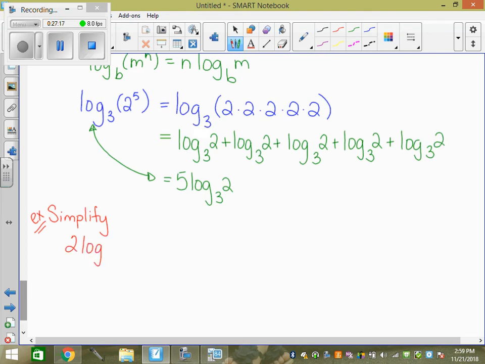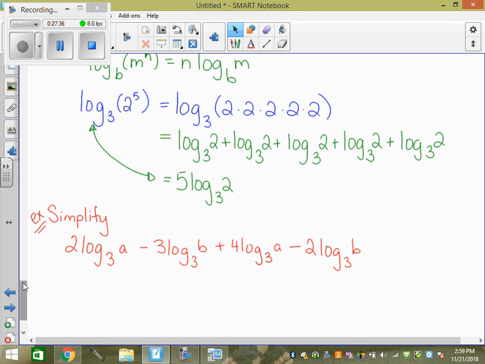Two log base 3 of a minus 3 log base 3 of b plus 4 log base 3 of a minus 2 log base 3 of b. So in the format I'm in right now, can I put them together? They have the same base, which is good. They're all base 3. But what I tell you has to be in front of all the logs.